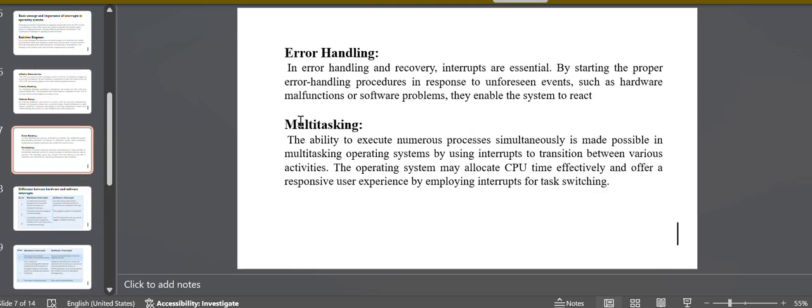Next is error handling and multitasking. In error handling, interrupts are essential. By starting the proper error handling process in response to unforeseen events such as hardware malfunctions and software problems, they enable the system to react. Multitasking: the ability to execute numerous processes simultaneously is made possible in multitasking operating systems by using interrupts to transition between various activities. The operating system may allocate CPU time effectively and offer a responsive user experience by employing them.